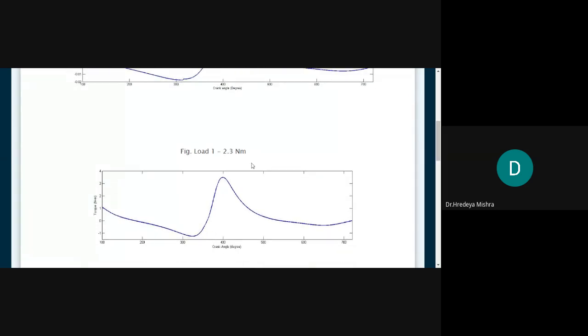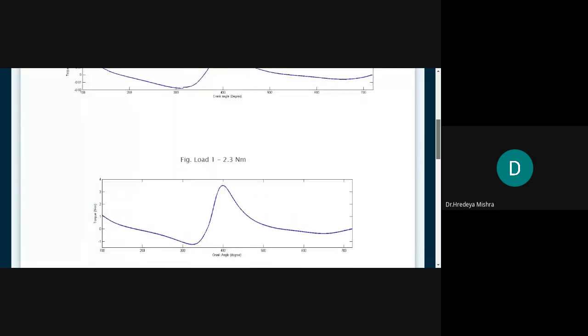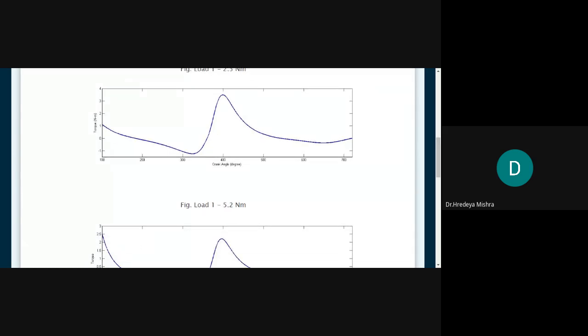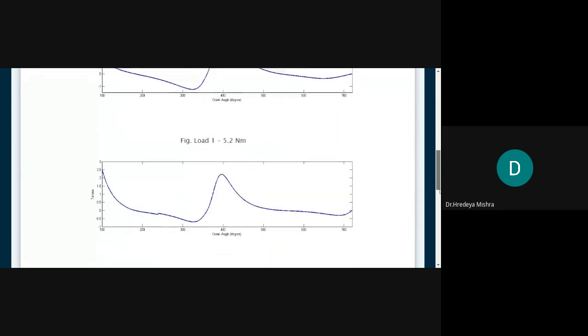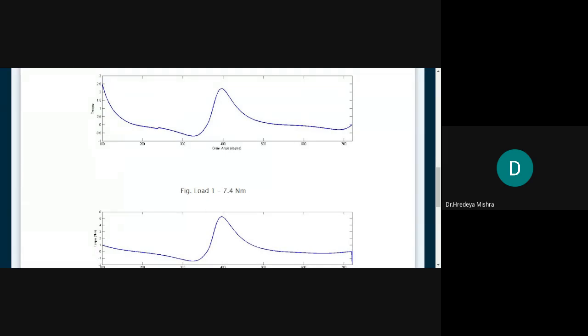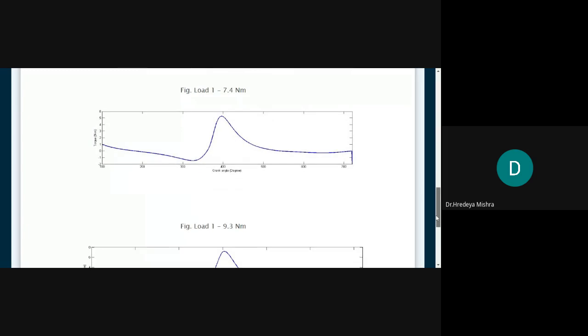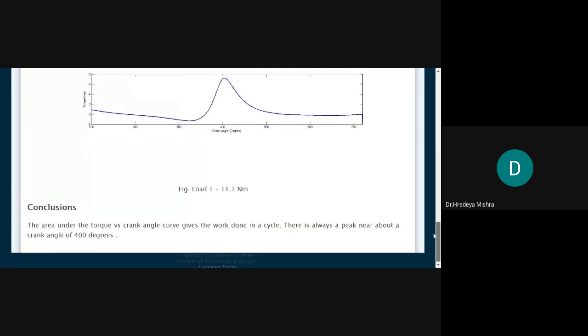Okay, the load is here 1, 2.3 torque load is given, then load 2, 5.2 newton, load 3, 7.4, 9.3 newton meter, 11.1 newton meter.